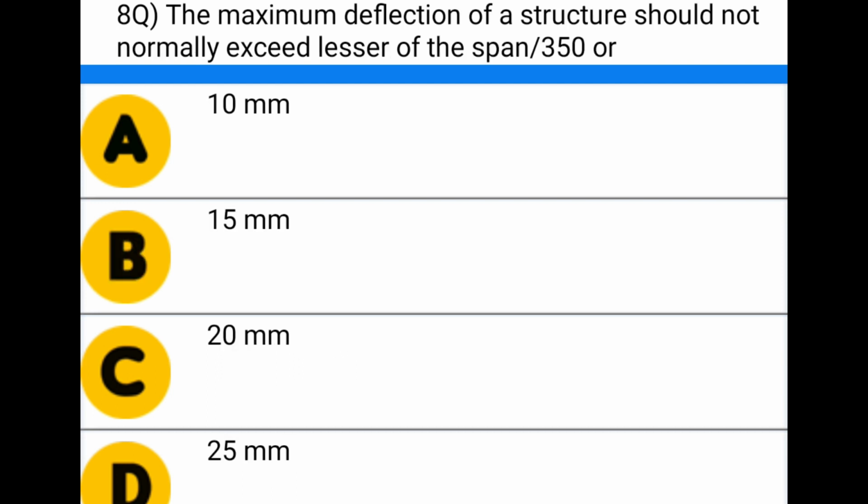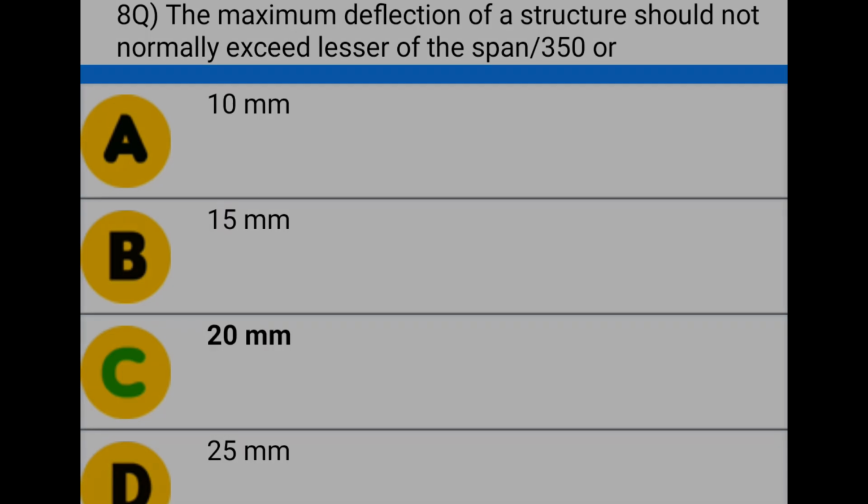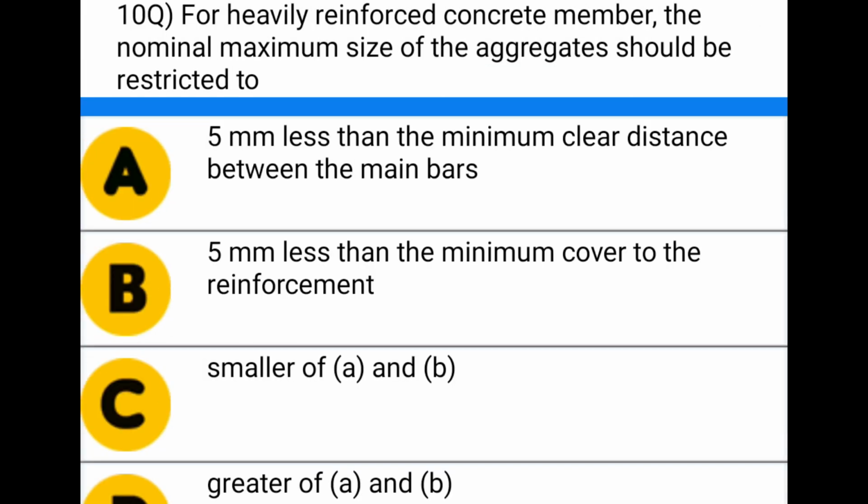The maximum deflection of the structure should not normally exceed the lesser of the span by 350 or: option A 10 mm, option B 15 mm, option C 20 mm, option D 25 mm. The correct answer is option C 20 mm.